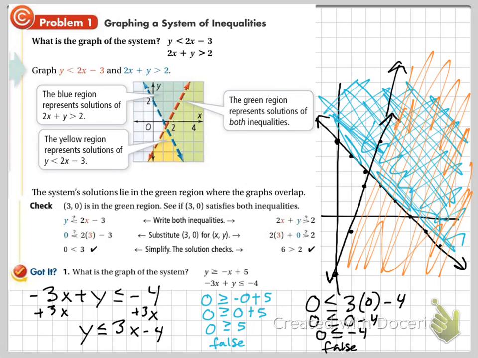So where our solution is, inside here. And anything on these lines works as well because we have solid lines. But anything in here is a solution, where you see the blue and you see the orange.